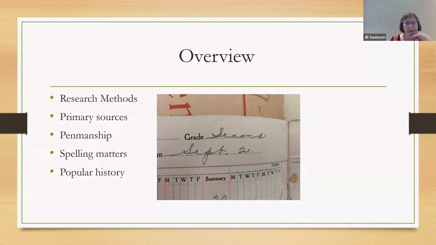We're also going to talk about penmanship, handwritten documents and where to find them, and then how to read them. And I'm going to also include some examples of books which resulted from stories held by handwritten documents. We're also going to talk about spelling matters, not only for search engines, but you all know this, getting someone's name right, it matters.